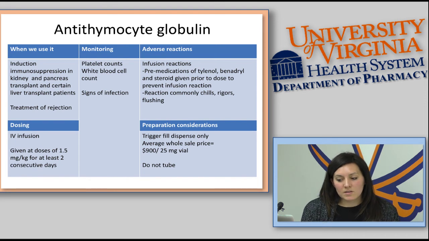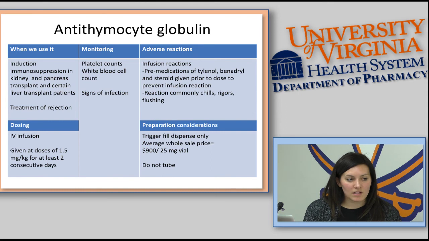For the dosing of this medication, it's an IV infusion, and it's given at a dose of 1.5 milligrams per kilogram for at least 2 consecutive days. We can use it for many more than 2 days. In the case of induction immunosuppression, we usually use 2 to 4 days of treatment, but if rejection is occurring, we can use it beyond that point. For monitoring of this medication, we're looking at platelet counts and white blood cell counts. We're also monitoring for signs of infection.